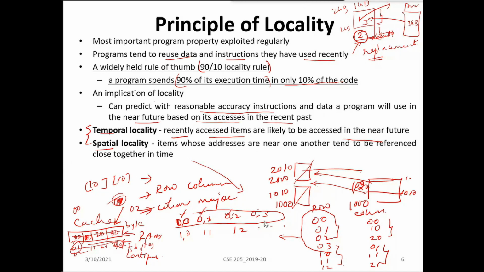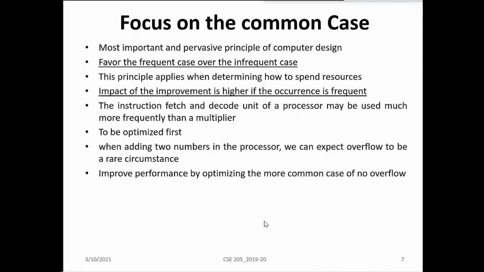So that's how the principle of locality plays a vital role with respect to accessing. If the data is readily available, the performance may be improved. That's what they are trying to say here. We will continue this in the next class.